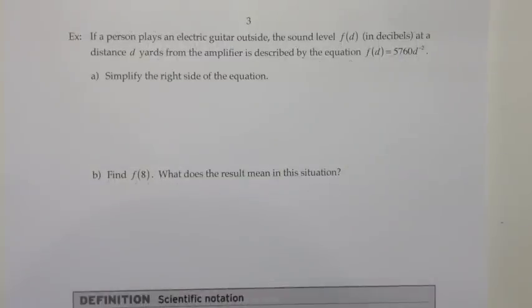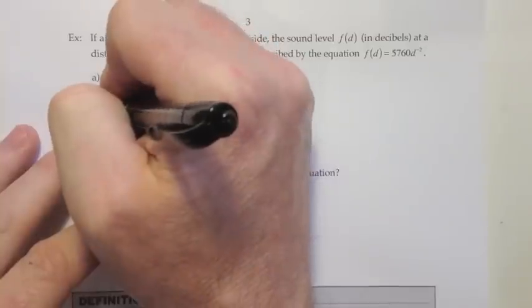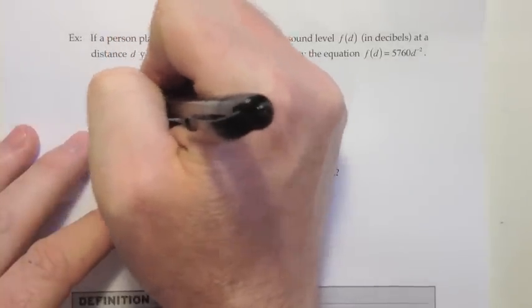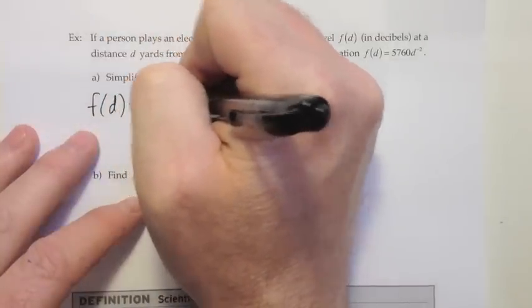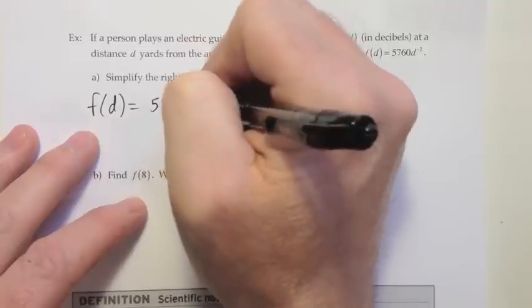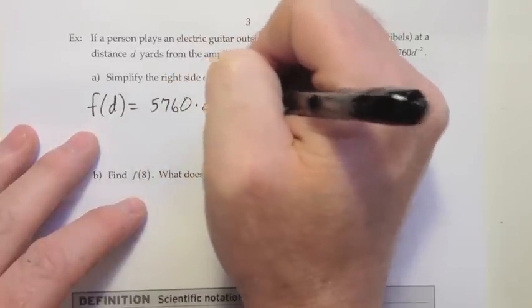All right, continuing on to page 3, let's go ahead and look at an example that involves negative exponents. A person plays an electric guitar outside, and the sound level, f of d, in decibels, at a distance d yards from the amplifier, is described by the equation f of d equals 5,760 times d to the negative 2. So simplify the right-hand side of the equation. So I'm going to just start off by copying the equation down. F of d equals 5,760 times d to the negative 2.